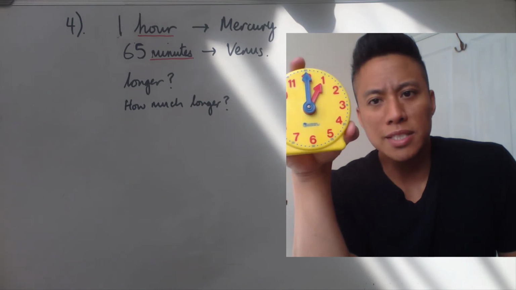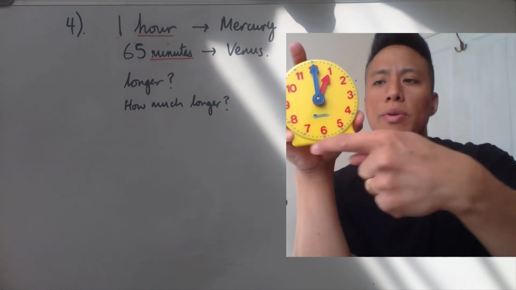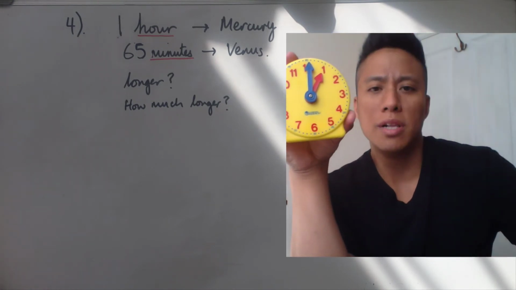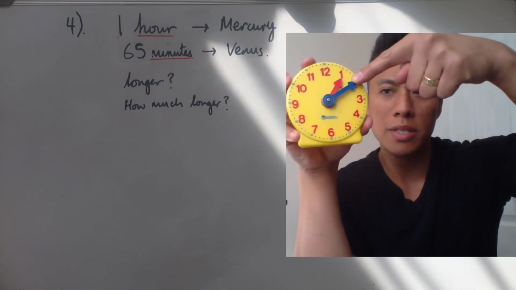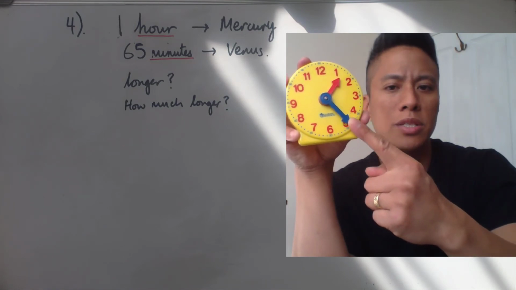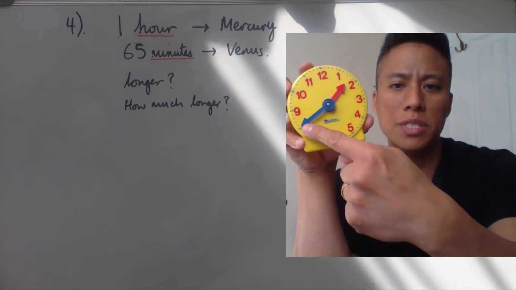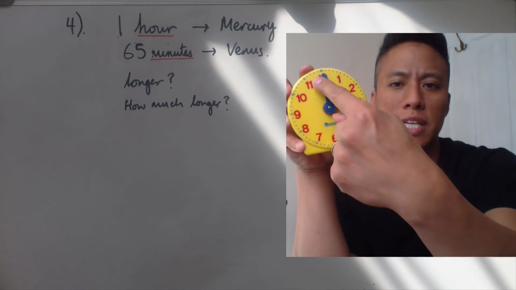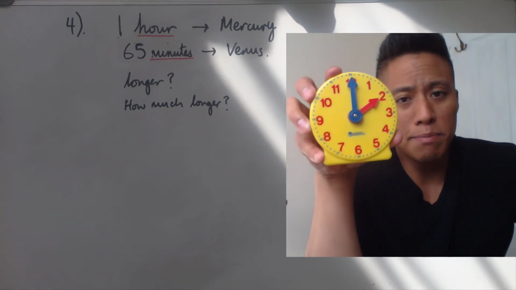That is 60 minutes. Just to prove it, we are going to count and go all the way around until we stop here, because that is 1 hour long. Here we go, count with me. 5, 10, 15, 20, 25, 30, 35, 40, 45, 50, 55, 60. 1 hour is equivalent to 60 minutes.